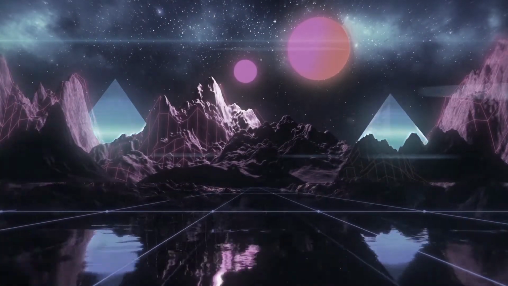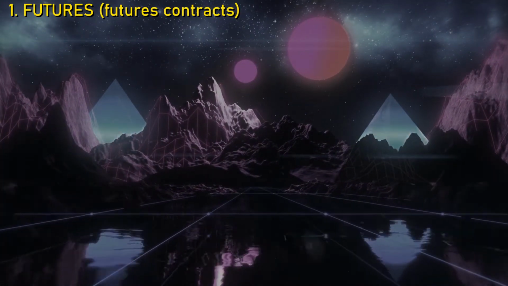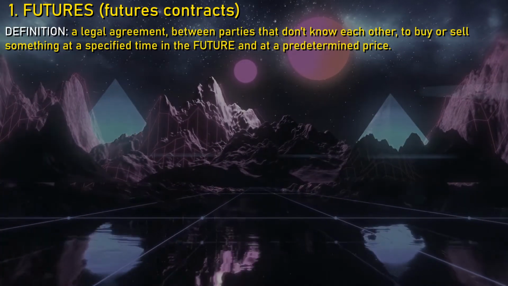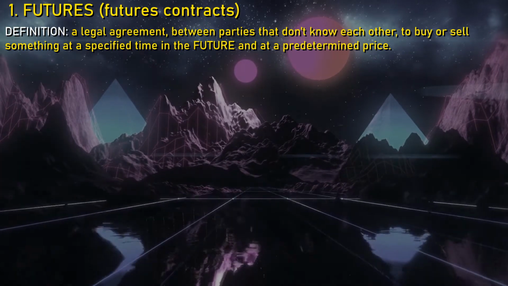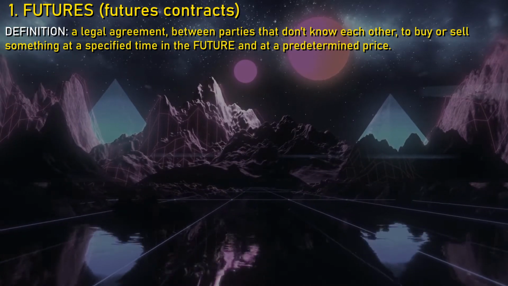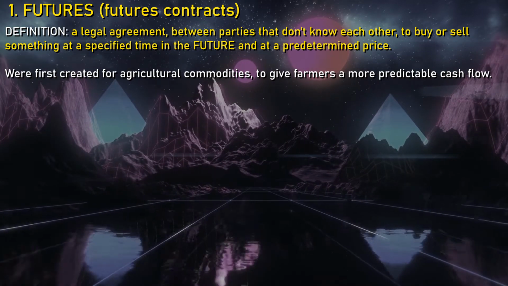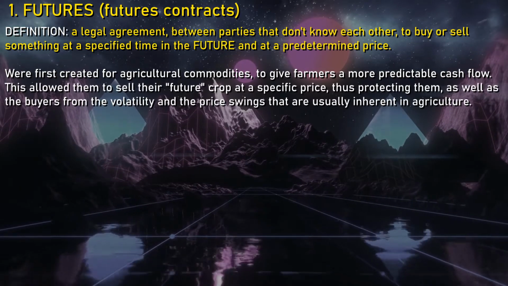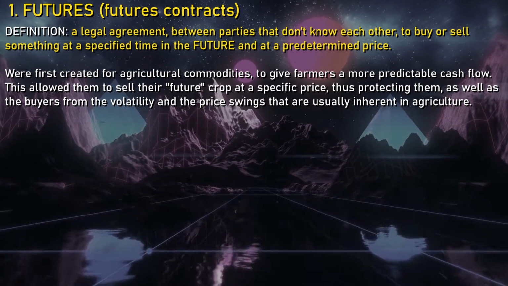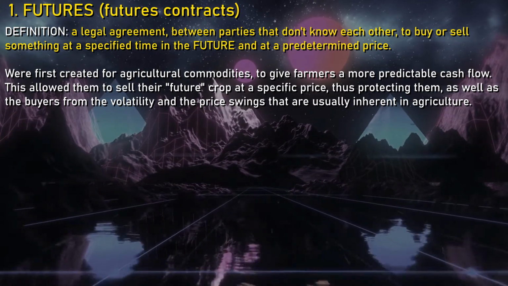The first type of derivatives that we'll look at are called futures or futures contracts. You can think of a future as a legal agreement between parties that don't know each other to buy or sell something at a specified time in the future and at a predetermined price. The first futures were created for agricultural commodities, to give farmers a more predictable cash flow. This allowed them to sell their future crop at a specific price, thus protecting them as well as the buyers from the volatility and the price swings that are usually inherent in agriculture.